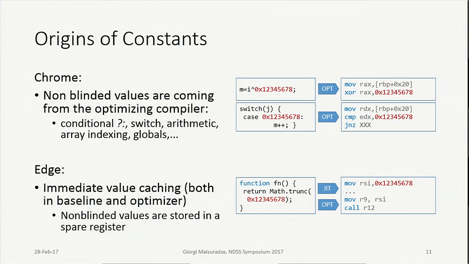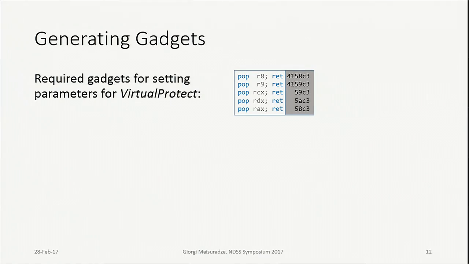And as we all know, 3-byte gadgets are enough in x86 code to do arbitrary code execution, so having 4 bytes makes it more than enough. But still, I will demonstrate simply how the attacker is able to generate the following set of gadgets in both browsers. The set of gadgets is used to set parameters for the VirtualProtect function, which is used to mark memory pages as executable in Windows.